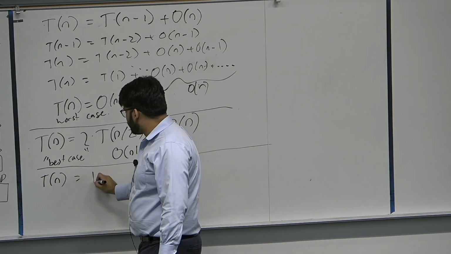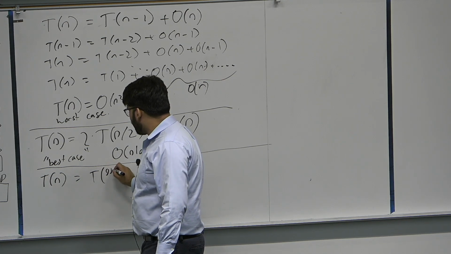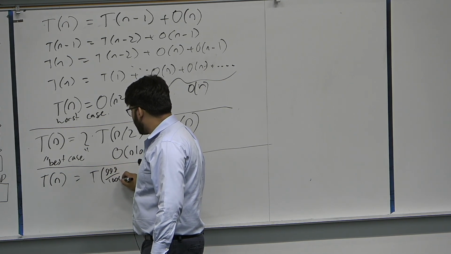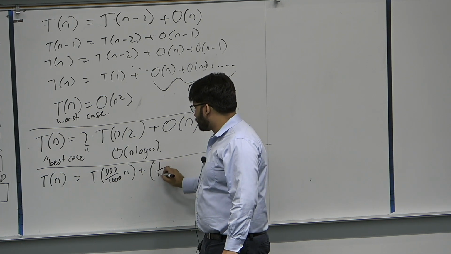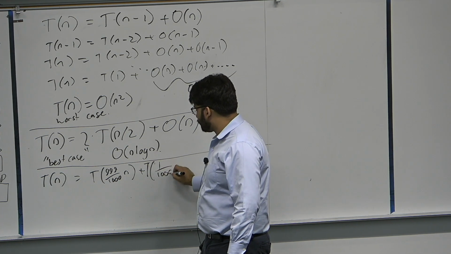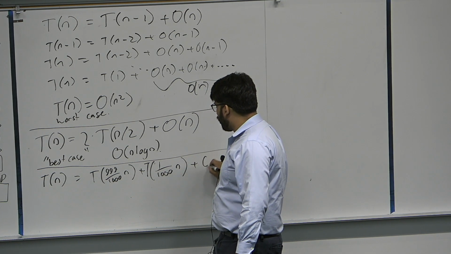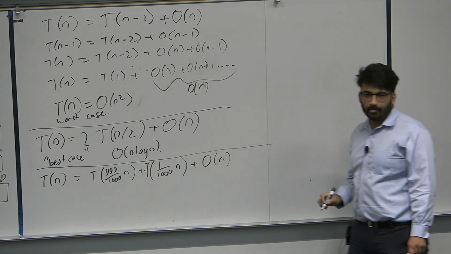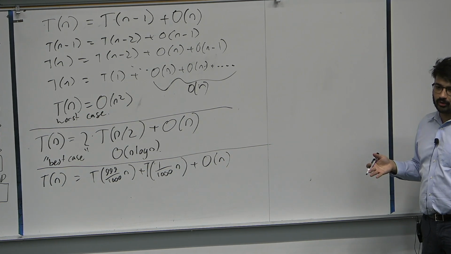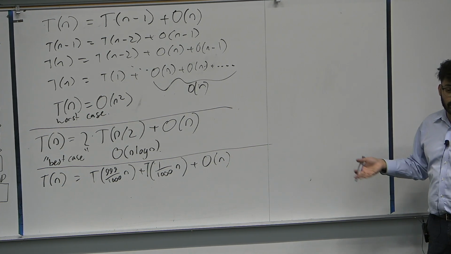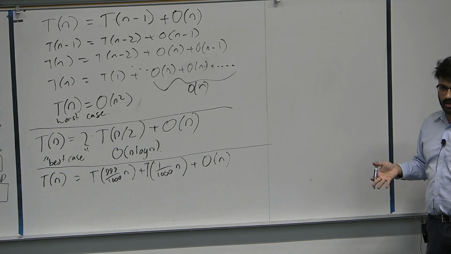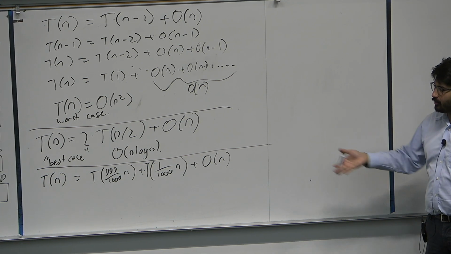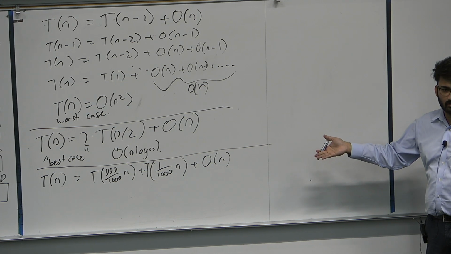So let T of n equal T of, let's say, 999 over 1,000 n plus T of 1 over 1,000 n plus O of n, right? And the point of quicksort today is not really that I care about quicksort. It's about weird analysis of algorithms. So how would we compute the runtime of such a thing, right?